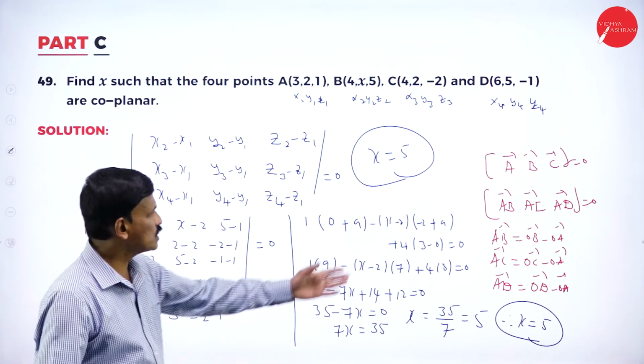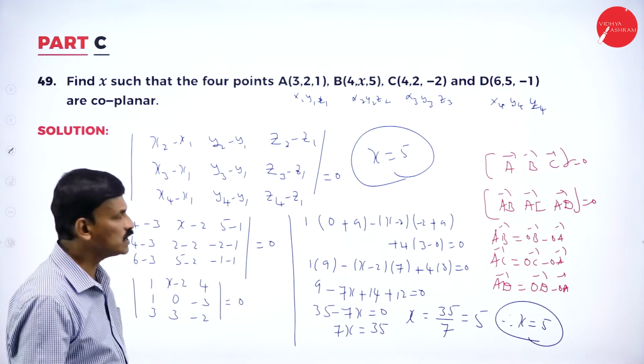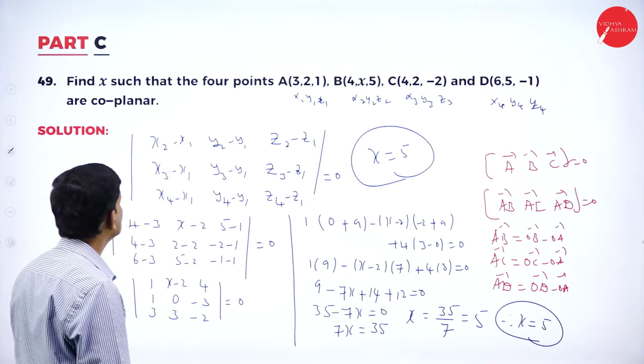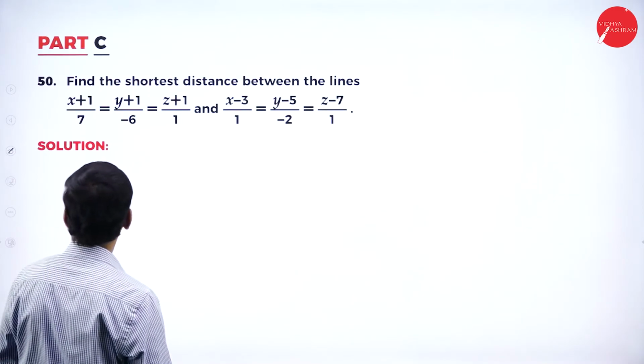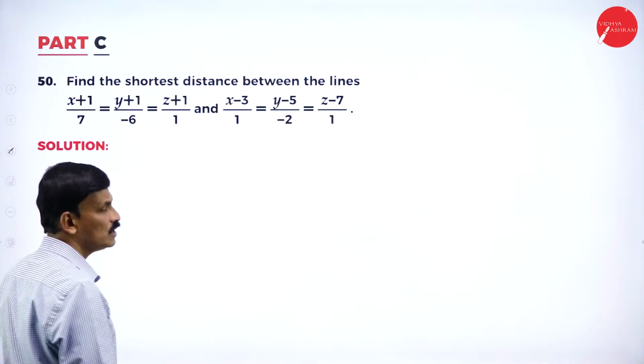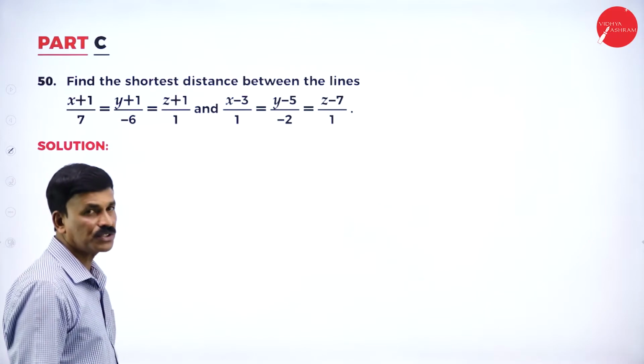So you can use the vector method or the 3D method. Any method you can use to solve this problem. That's it. Okay. Now let us come to the next problem. So the next problem is again from 3D geometry. Find the shortest distance between the lines. So the Cartesian equations of the lines are given. So we have to find the shortest distance.